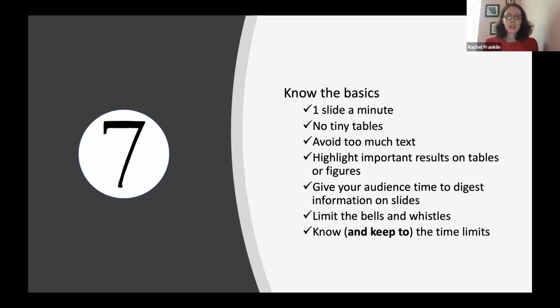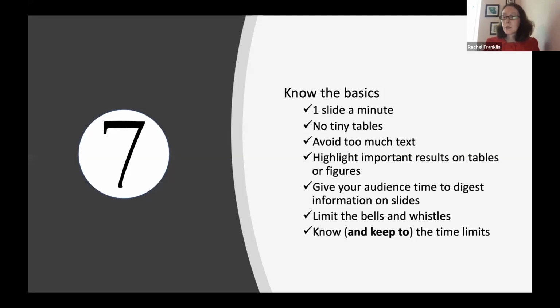This holds especially for slides that have figures and maps as well. Be realistic in how much time it's going to take to show someone a map and then tell them what the takeaway is, what the important information is from that figure that you've shown them. I find that with tables or with figures, having arrows or highlights or circles that basically point the audience's eyes to where they should be looking is helpful.